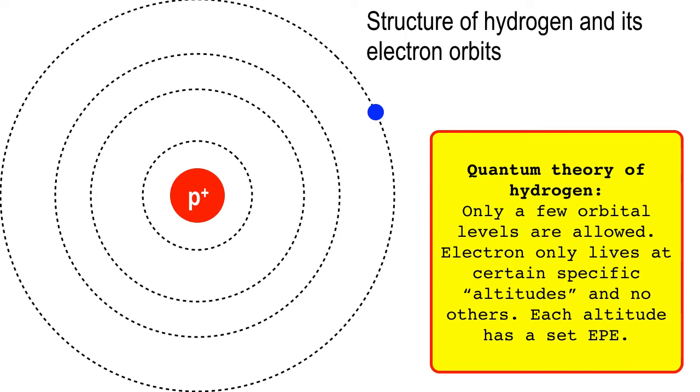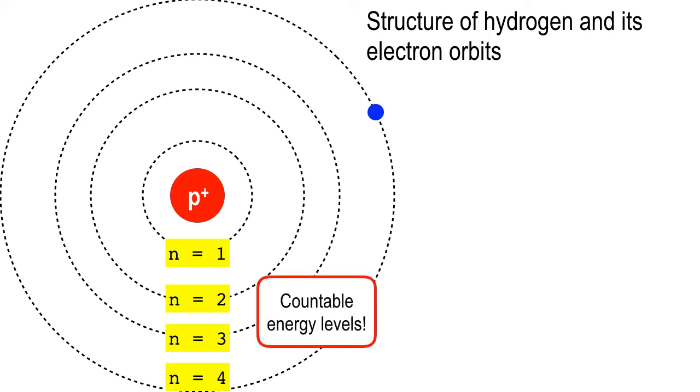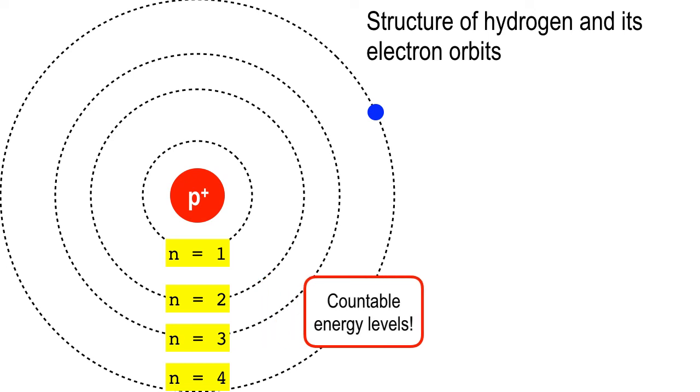All right? And each altitude has a set electrical potential energy, right? So the discrete means we have a set of orbits, and you can count them, starting with the lowest level, n equals 1, n equals 2, n equals 3, n equals 4, and on up. All right, so countable energy levels. And so this is what we call the Bohr model of the hydrogen atom, developed by Niels Bohr from Denmark. And Albert Einstein added some finishing touches to it.